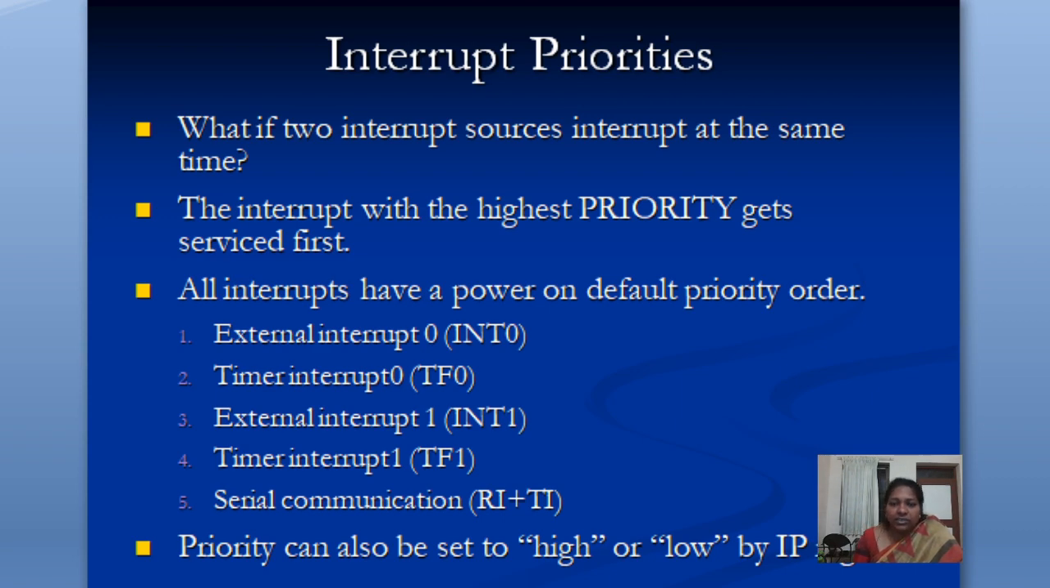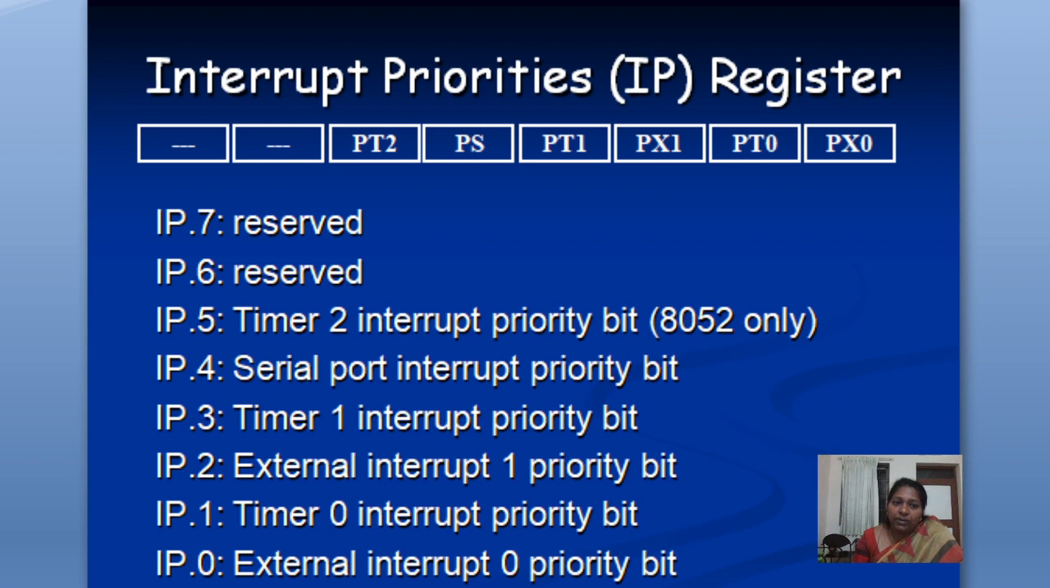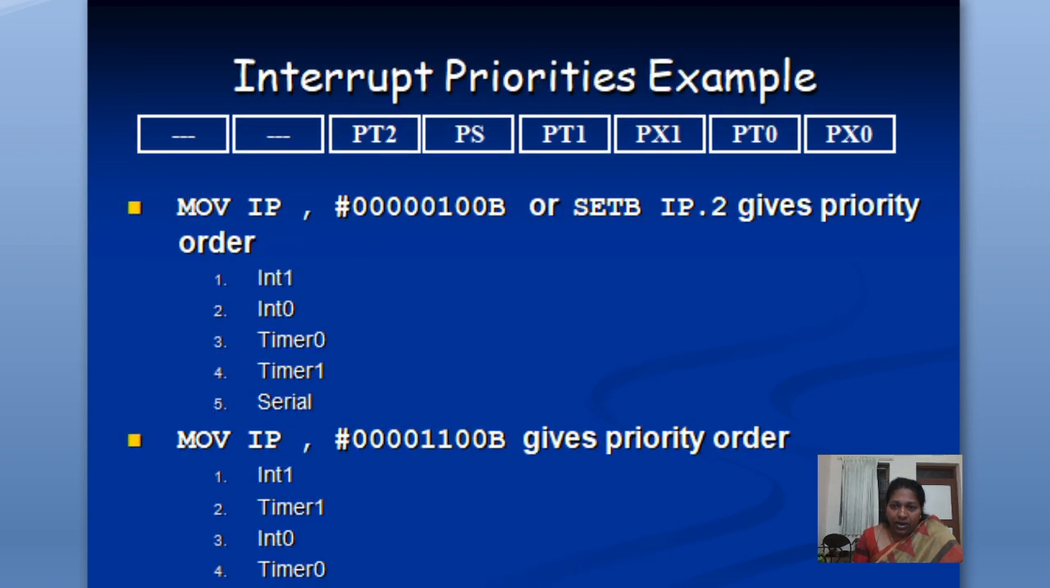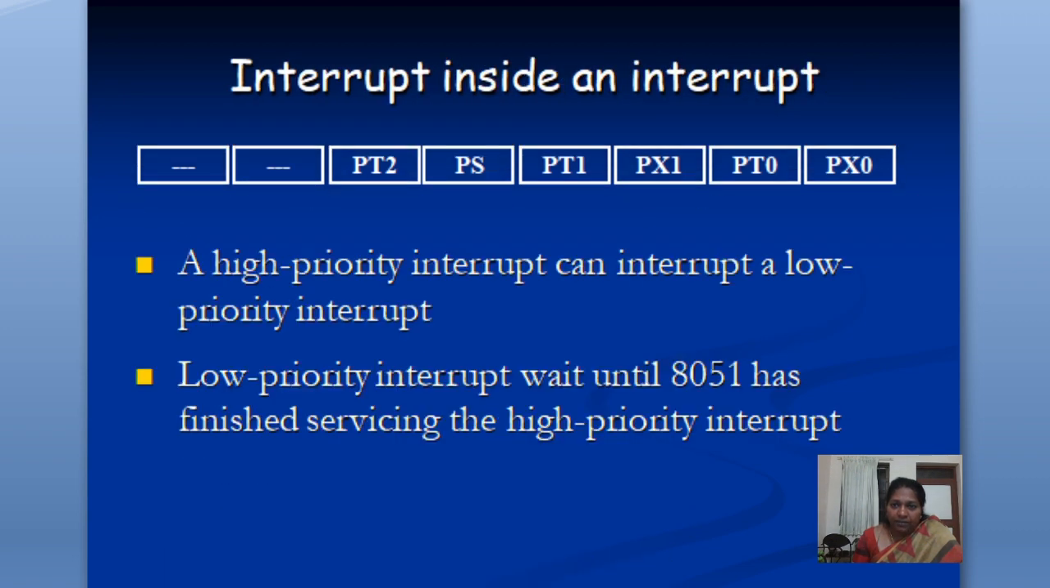Suppose you want to change the sequence. That is also possible with the priority register. If you make one high and the other low, maybe external interrupt 0 is the highest priority, but you make it 0 and the next one you make it 1, that means the next one has a higher priority than the previous one. That is also possible, and this is the format in which you can set the priorities.